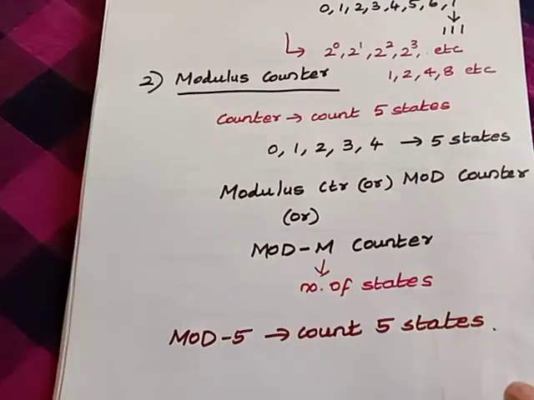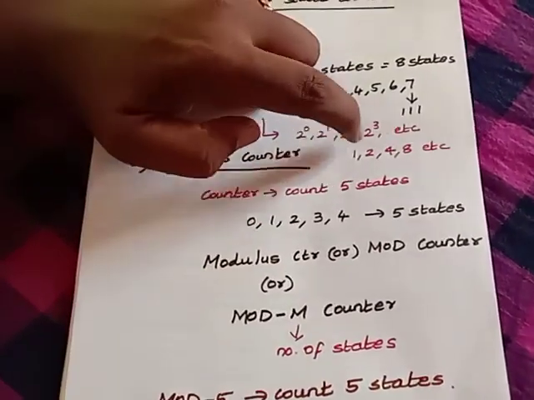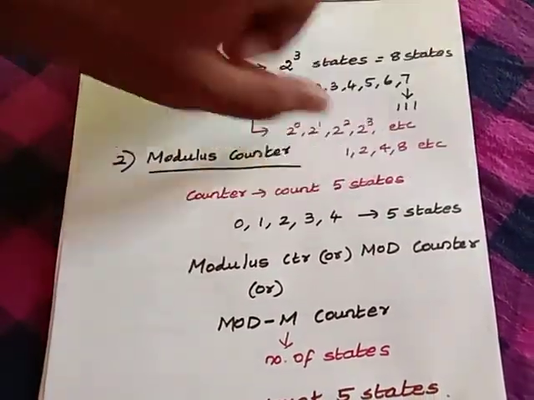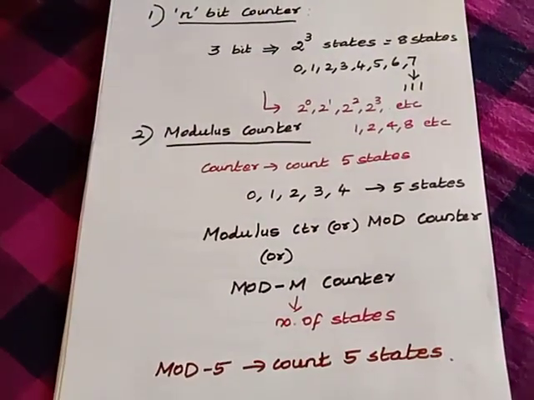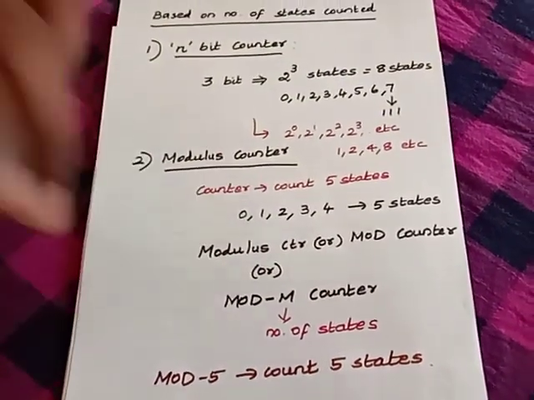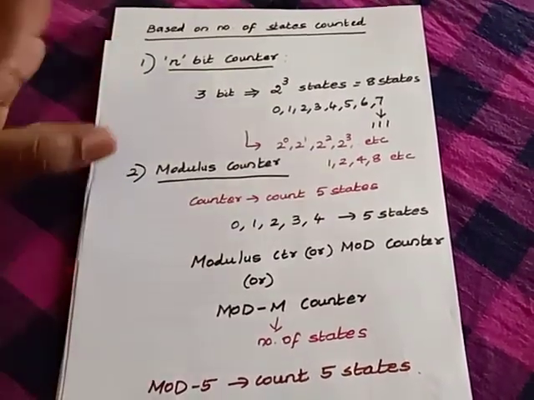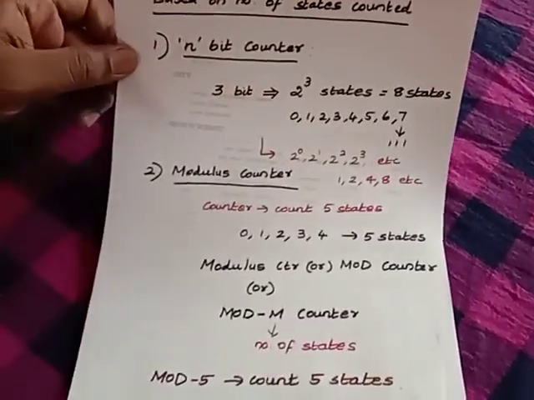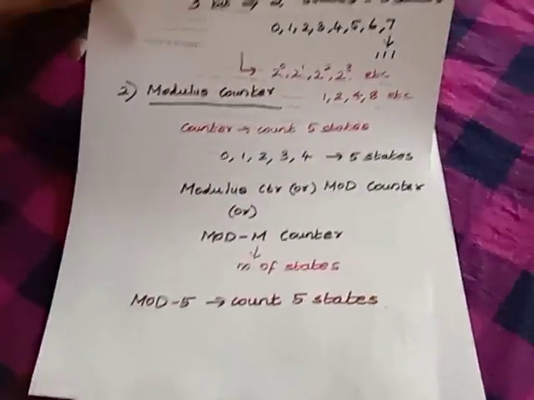Is it clear? So if you are able to fix the number of counts among 1, 2, 4, 8, 16, 32, etc., you can go for an n-bit counter. If your counter requires a number of states which doesn't fit in this category, then you have to go for the counter called modulus counter. So we will be learning the design of both these categories. Next we will understand how many flip-flops are required in both cases.